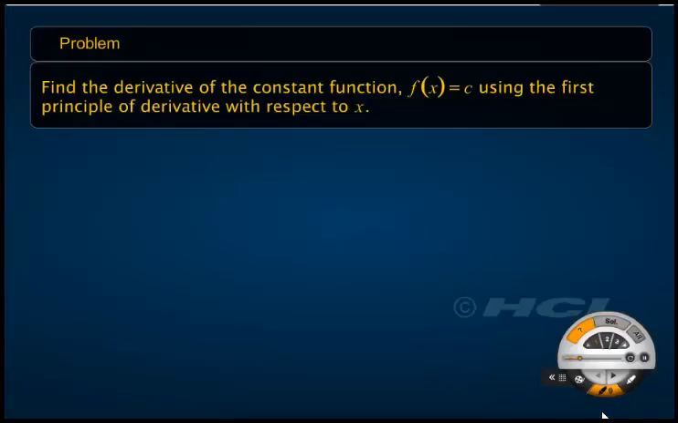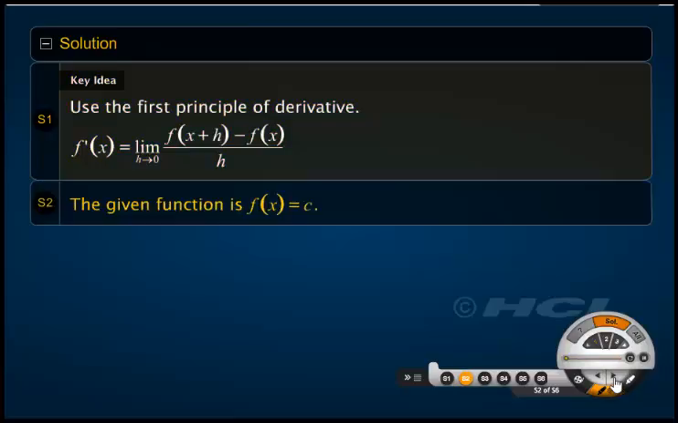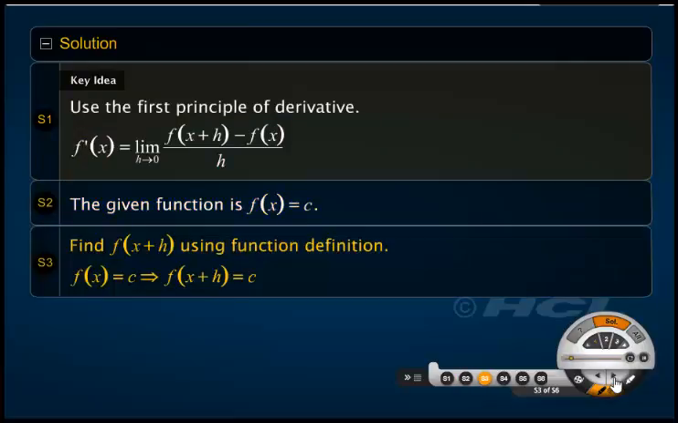Find the derivative of the constant function using the first principle of derivative with respect to x. The key to solve this question is to use the first principle of derivative. First, the given function is f of x. Since there is a term f of x plus h in the first principle of derivative, we find the value of f of x plus h by replacing x by x plus h in the given function.